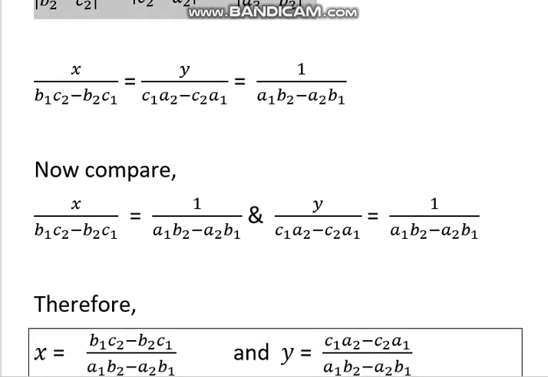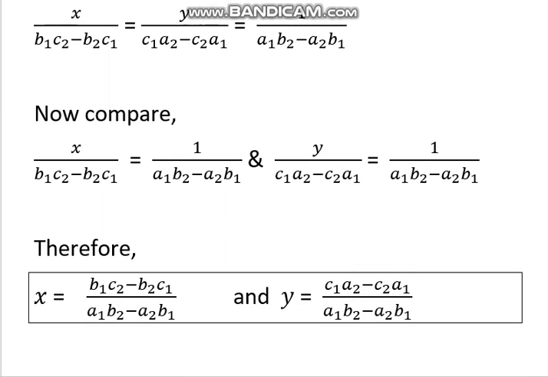So we can write here x equals b1 c2 minus b2 c1 upon a1 b2 minus a2 b1. Similarly, y equals c1 a2, here y upon c1 a2 minus c2 a1, so this will go in the numerator. So y equals c1 a2 minus c2 a1 upon a1 b2 minus a2 b1. So this will be our solution.